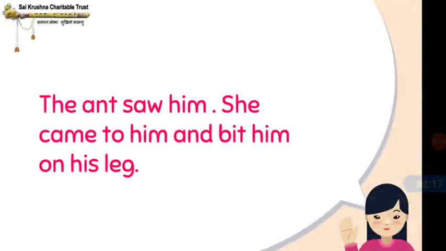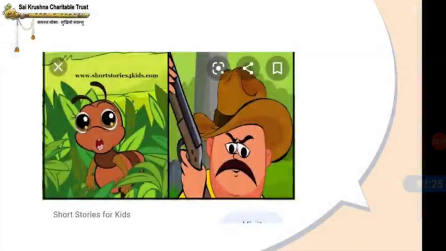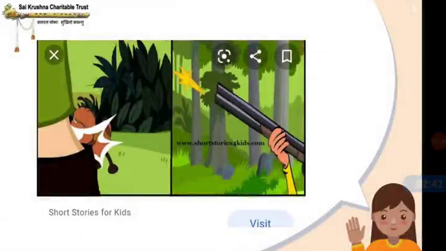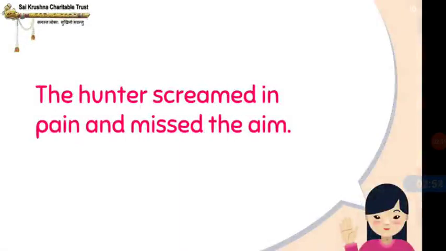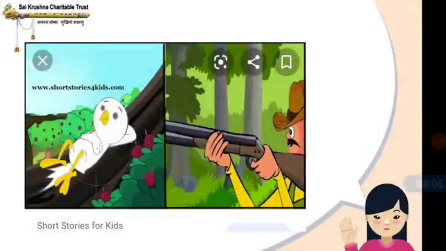So the ant saw him. She came to him and bit him on his leg. What happens? The ant saw the hunter aiming his gun at the dove, and she came to the hunter and bit his leg. You can see the picture here, children, how the ant is biting the hunter's leg. Now what happens? The hunter screamed in pain and missed the aim. You can see that the aim was missed because the ant bit the hunter's leg.